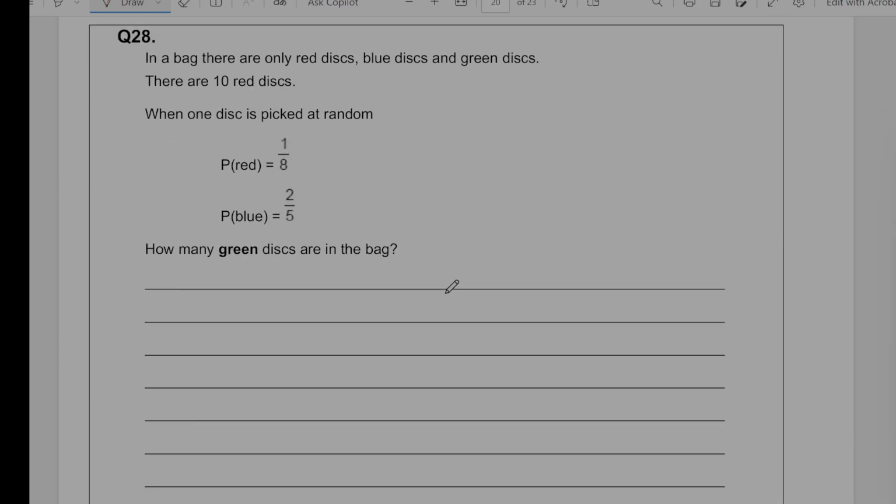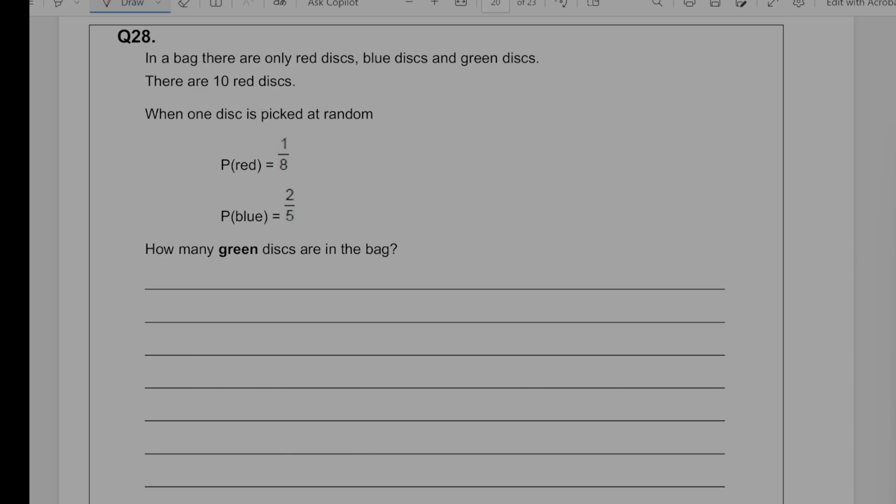Okay, question 28. In a bag, there are only red discs, blue discs, green discs. There are 10 red discs. 1 disc is picked at random. The probability of it being red is 1 out of 8. The probability of it being blue is 2 out of 5. How many green discs are in the bag?